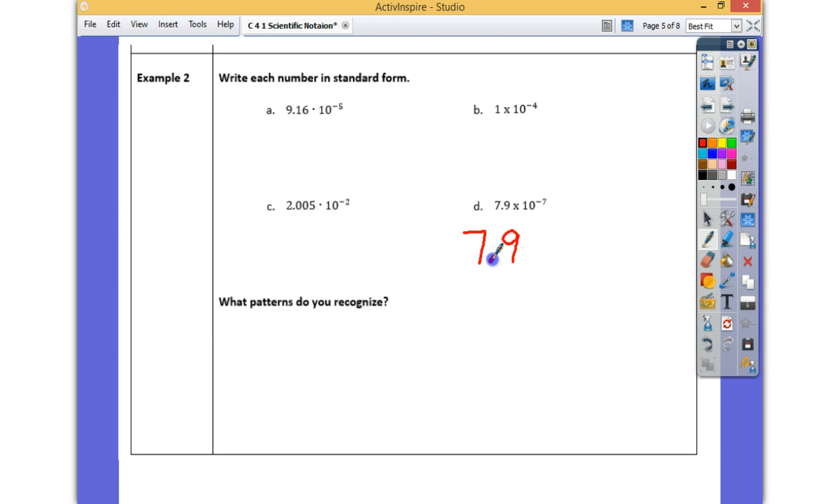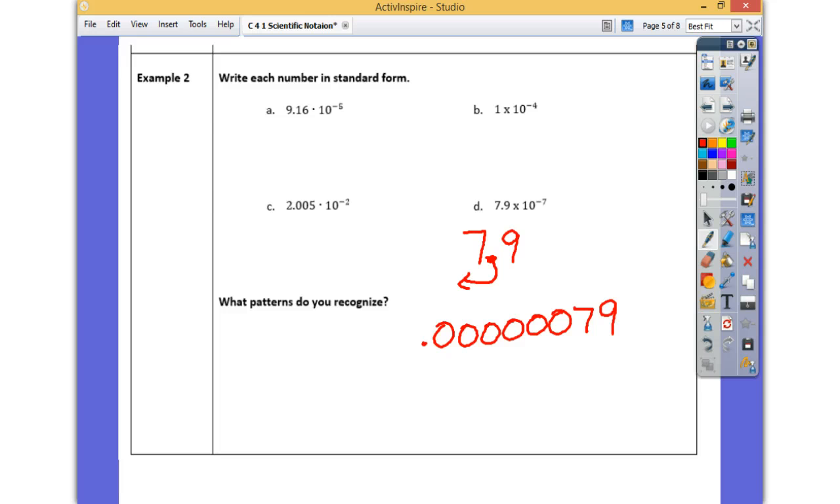7.9. And I have to move it 7 times to the left. How many zeros? 6. Yes, I'm seeing it. Nice job. 6 zeros because I count this one. 1 and then 6 zeros. 2, 3, 4, 5, 6 zeros, 7, 9. Whew, there we go. All right.